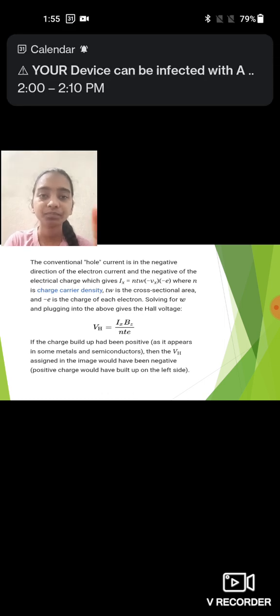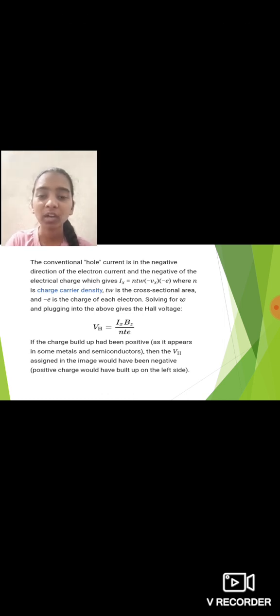Solving for Vx and plugging into the above gives the Hall voltage. If the charge buildup had been positive, then the VH assigned in the image would have been negative.